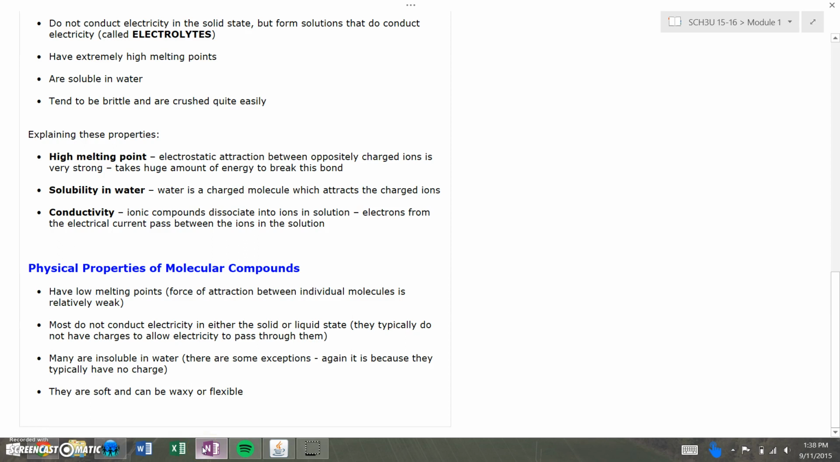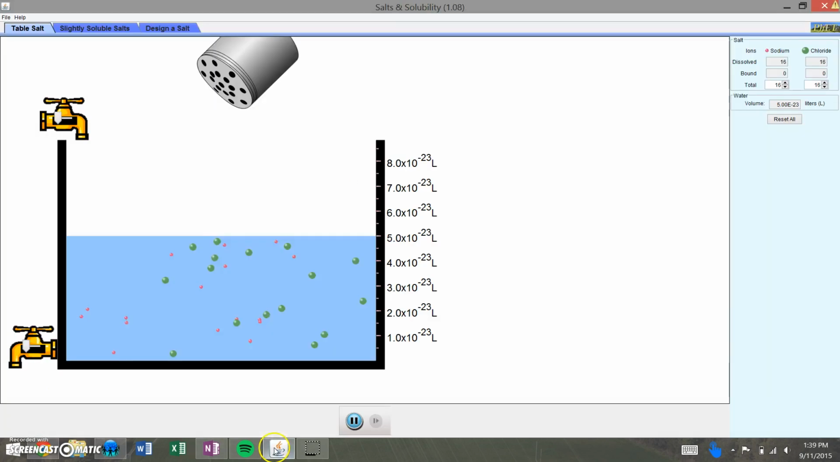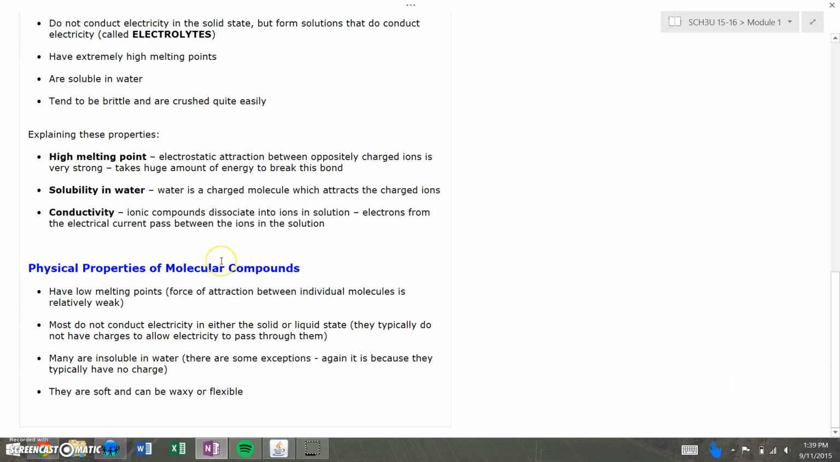Most of them do not conduct electricity in either the solid or liquid state, because they don't have a charge. And the charge allows electrons to pass from atom to atom, or ion to ion. So in an ionic compound, you have these free-floating ions available for electrons to pass from one to the other. That's not the case in molecular compounds, so they're not likely to conduct electricity. Some are slightly soluble in water, but generally you'll find that these molecular compounds are insoluble in water.